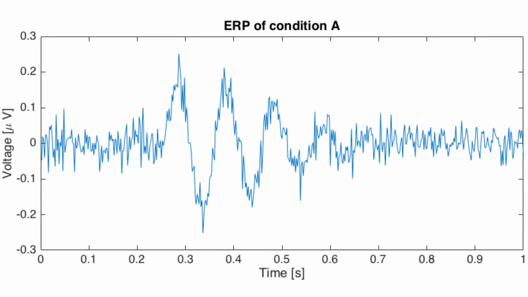Let's now consider the ERP of these EEG data in condition A. We see that the average voltage across trials increases and decreases substantially above and below zero. One question we would like to address is which, if any, of these deviations are significant.